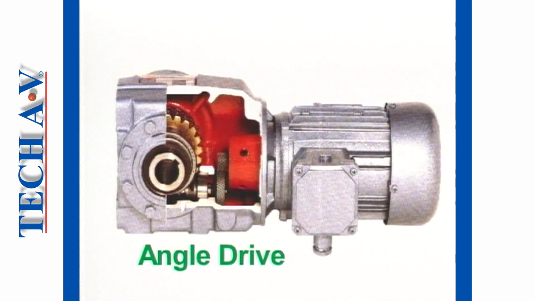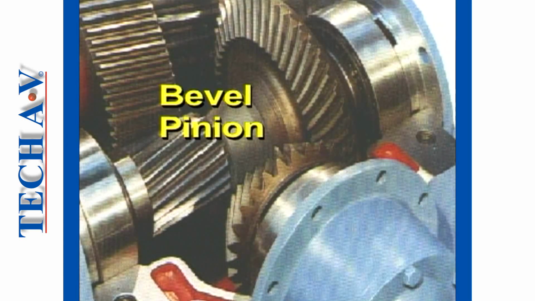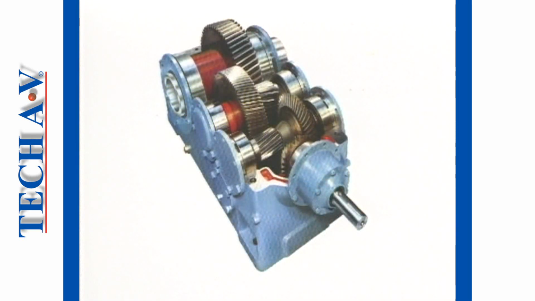Angle drive reducers generally imply a 90-degree change of rotational direction between the input and output shafts. For this reason, this type is usually known as a right angle drive. The most commonly seen type is the worm and wheel unit, such as this popular Radicon. Another common angle drive reducer is the bevel pinion drive. Note that this type most usually continues its reduction through parallel shafts.